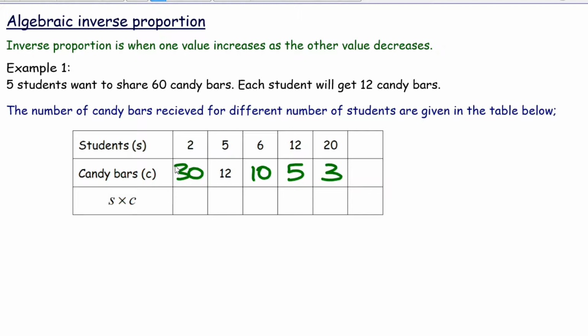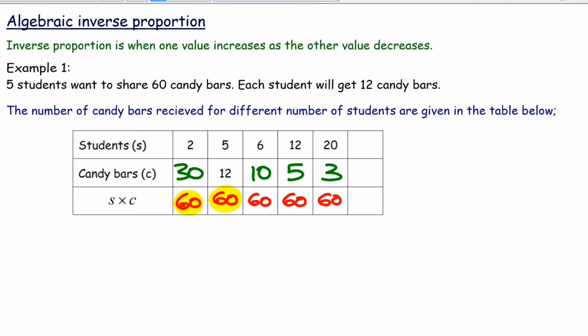Now, what you're going to do next is multiply the number of students by the number of candy bars for each column. For the first column, that will be 60. So you'll have 60 here. For the second column, we'll have 60, 60 again, 60, 60, and 60. So 60 all through.